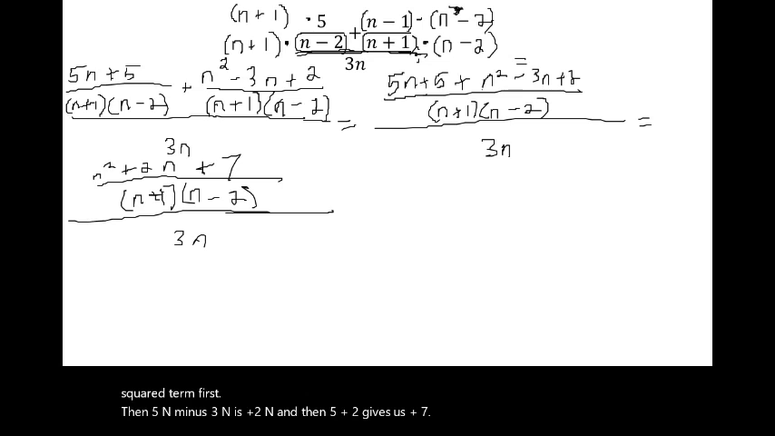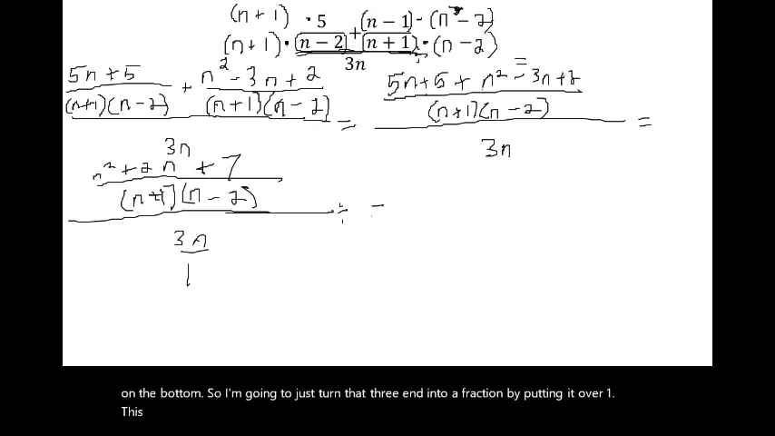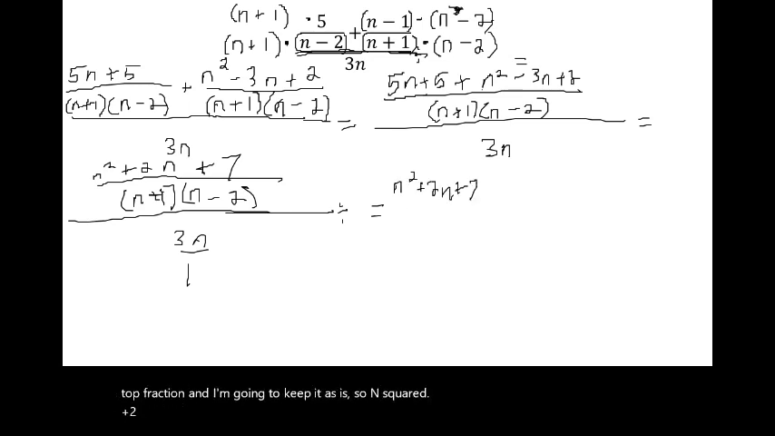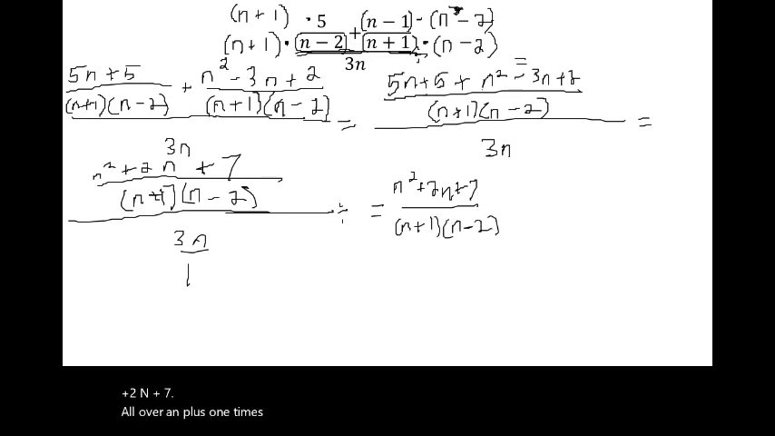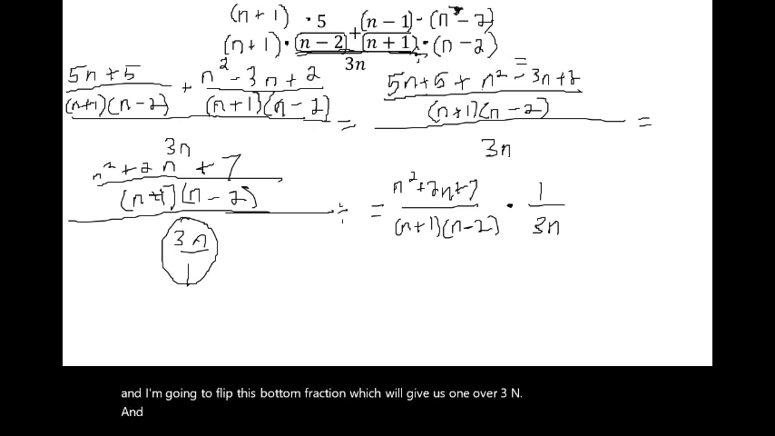So now that we have one single fraction on the top, and technically we have one single fraction on the bottom, I'm going to just turn that 3n into a fraction by putting it over 1. This fraction bar in the middle can be thought of as our division. So I'm going to take the top fraction and keep it as is: n squared plus 2n plus 7 all over n plus 1 times n minus 2. Then I'm going to change the division to multiplication, and flip this bottom fraction, which will give us 1 over 3n.